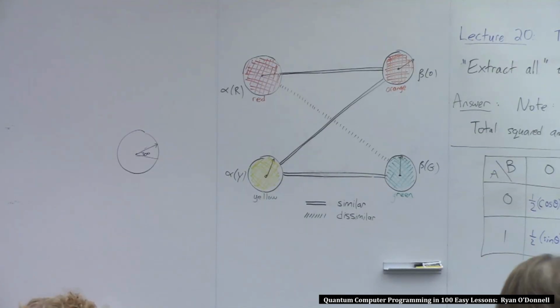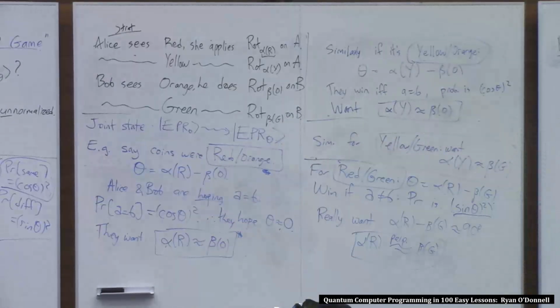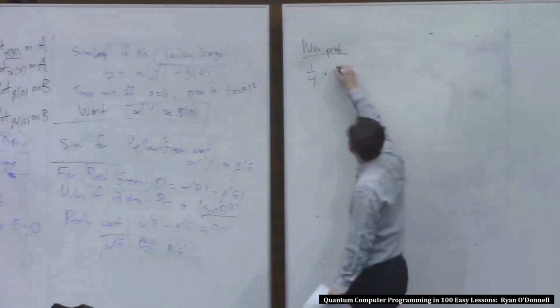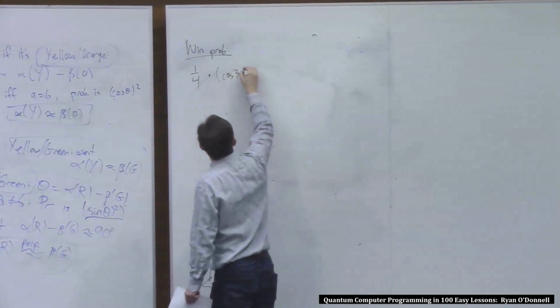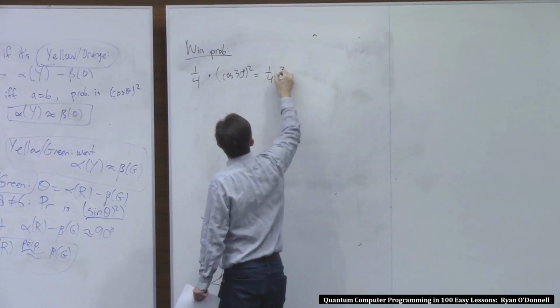Okay, so there's a 1 in 4 chance that they do red-orange. So it's 1 in 4 times something. And then the chance that they win is cos of the angle difference between red and orange, which is 30 degrees, squared. So what is cos of 30 degrees? Is cos 30 degrees squared 3/4? Can somebody confirm that? Thank you. So it's cos 30 degrees squared, which is 1/4 times 3/4.